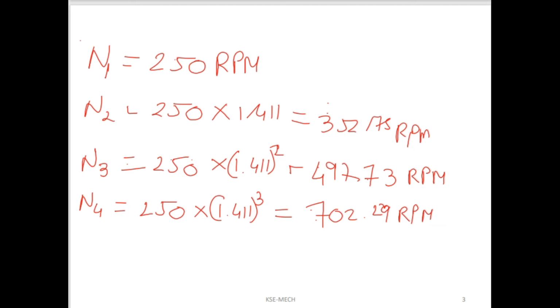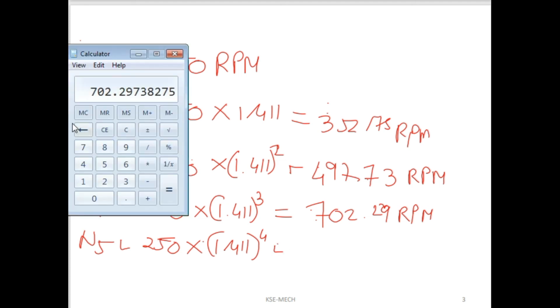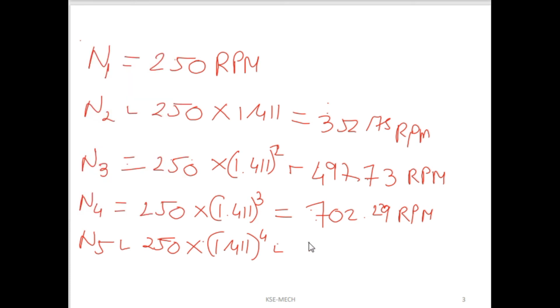And the fifth speed, N5. Again we have to multiply the minimum speed into the progression ratio 4 times. If we solve this with the help of the calculator, multiplying by 1.411, that will be 990.94 rpm.